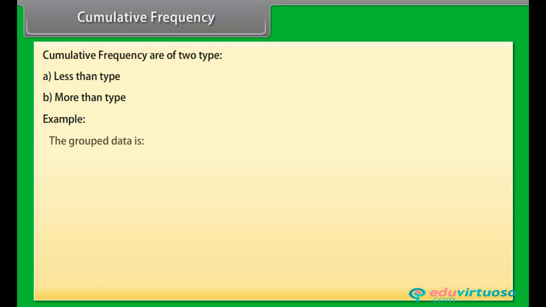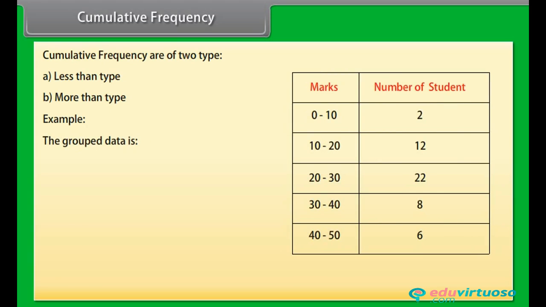Cumulative frequency. Cumulative frequency is of two types: A. Less than type. B. More than type. Let us understand it with an example. The grouped data is: for marks 0 to 10, number of students are 2. For marks 10 to 20, number of students are 12. For marks 20 to 30, number of students are 22. For marks 30 to 40, number of students are 8. For marks 40 to 50, number of students are 6.